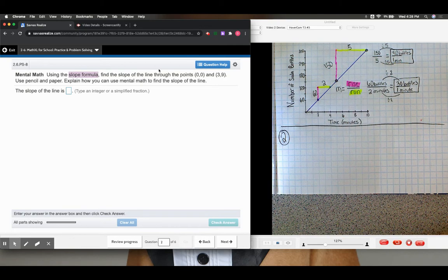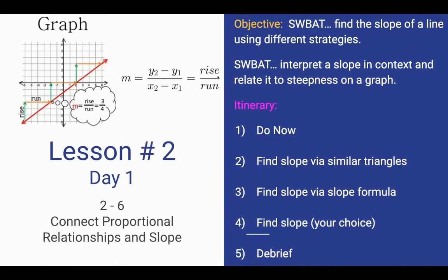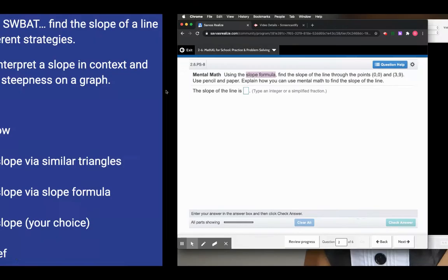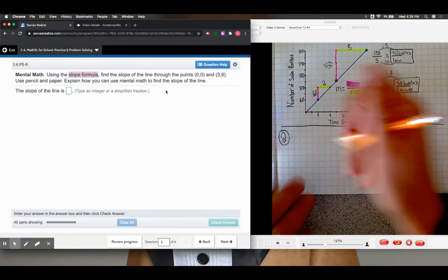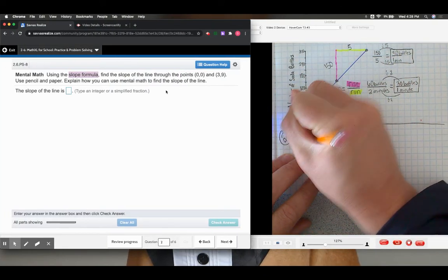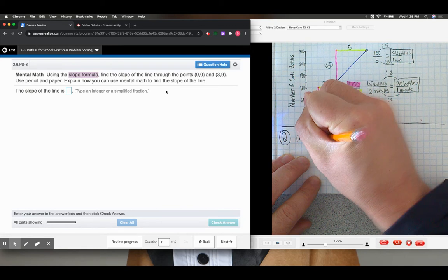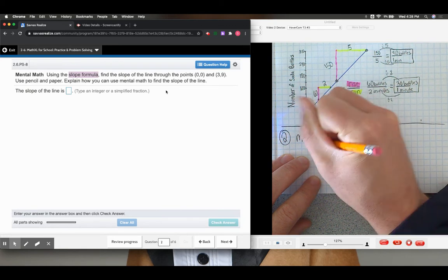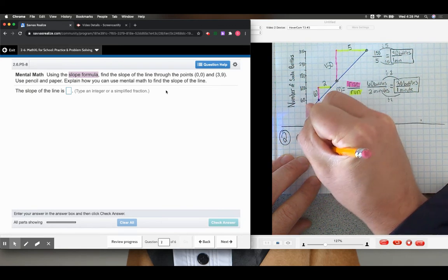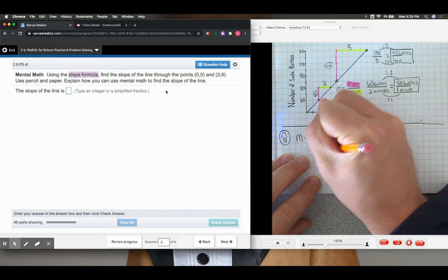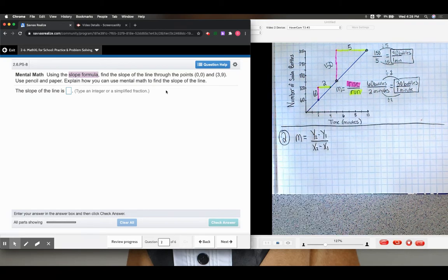Okay, so let me show you the slope formula. It looks pretty scary. It's this guy right here. I'm going to write that down on my paper. It's huge in math, so please write it down with me. Again, this is called the slope formula. And I'm going to show you what it is, how to use it, and go from there.